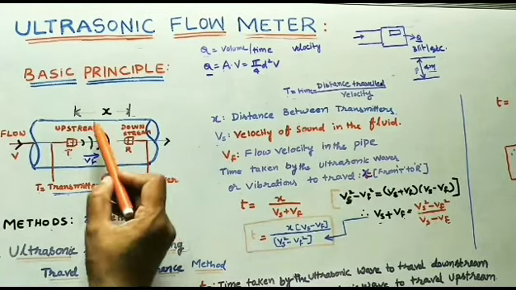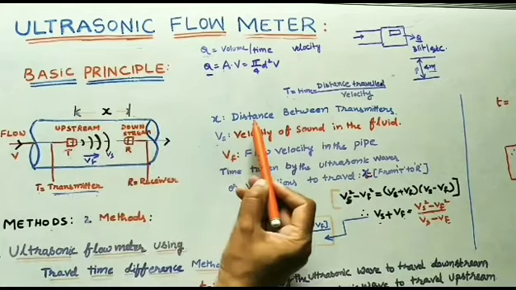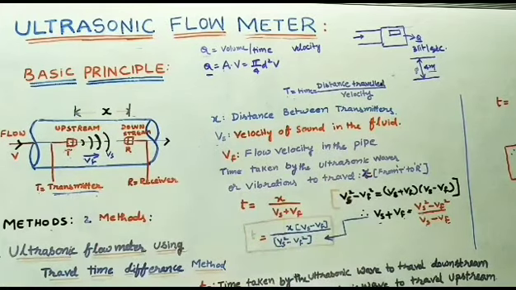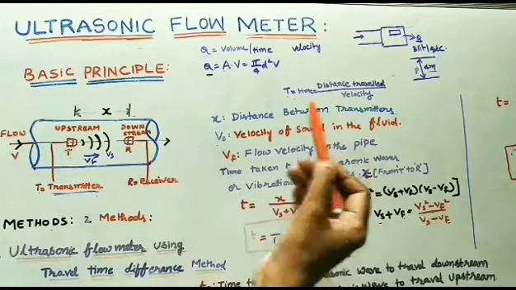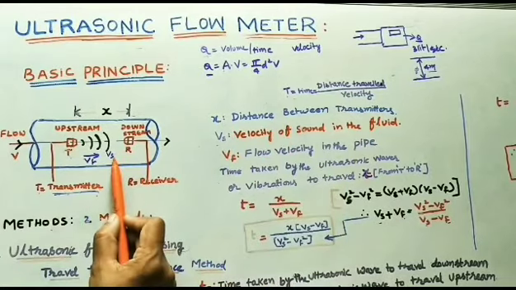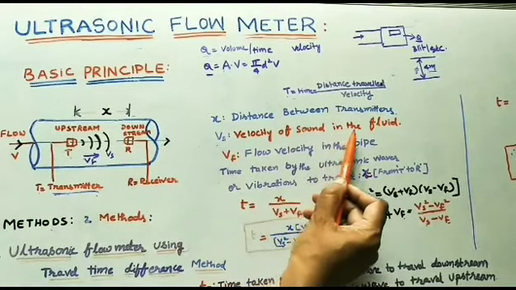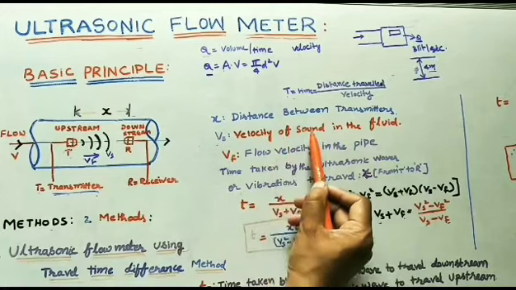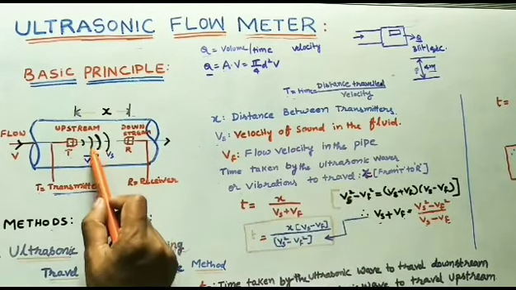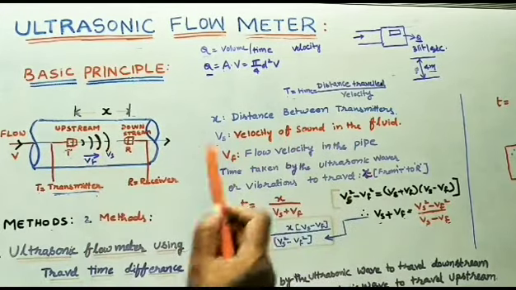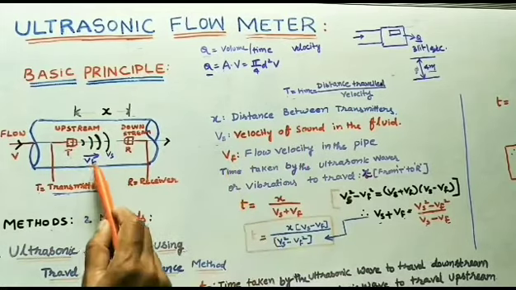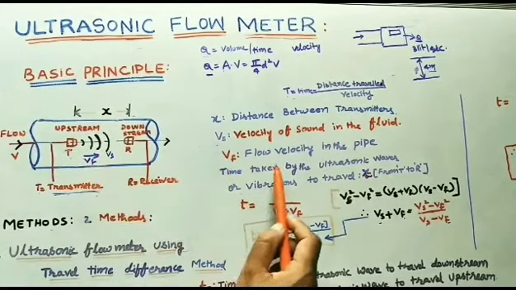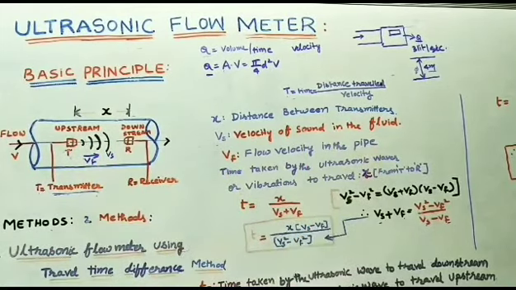Now take here, x is the distance between the transducers. Already I have written it here. Vs is the velocity of sound in the fluid, and Vf is the flow velocity, the velocity of flow in the pipe.